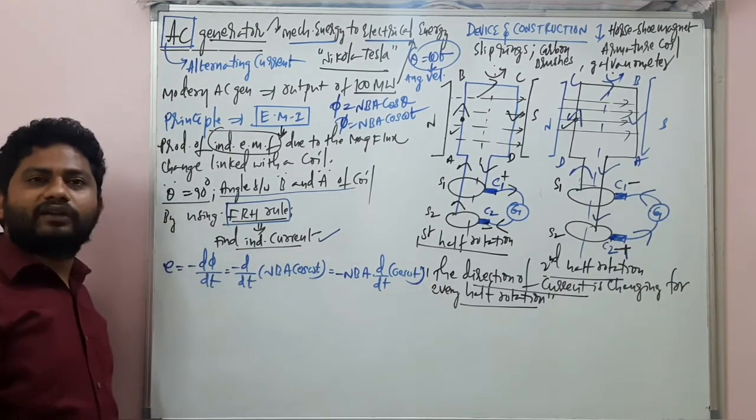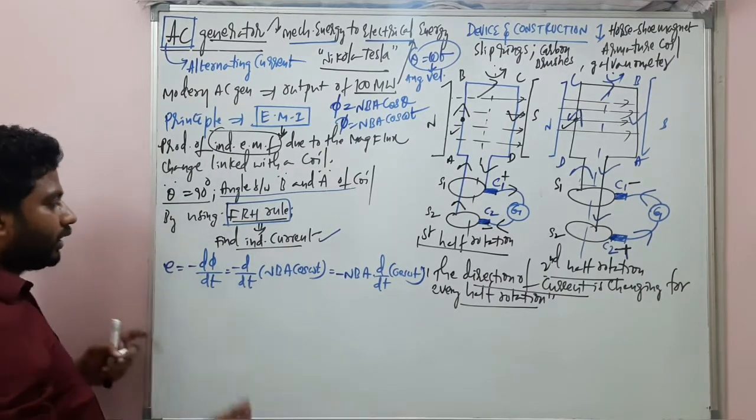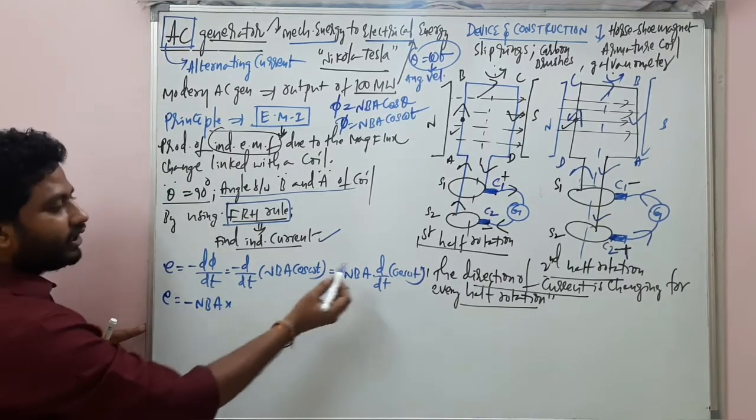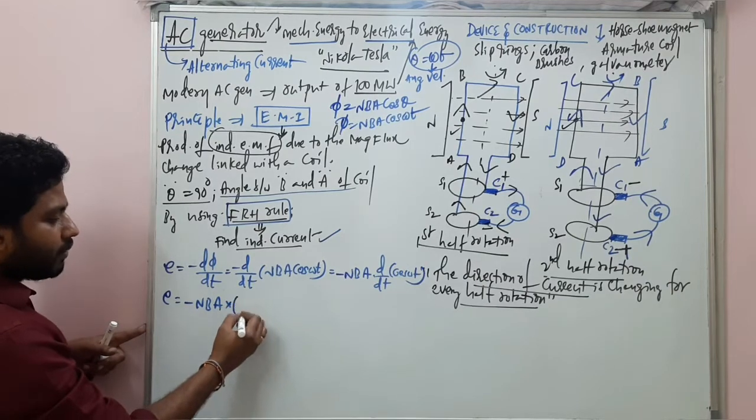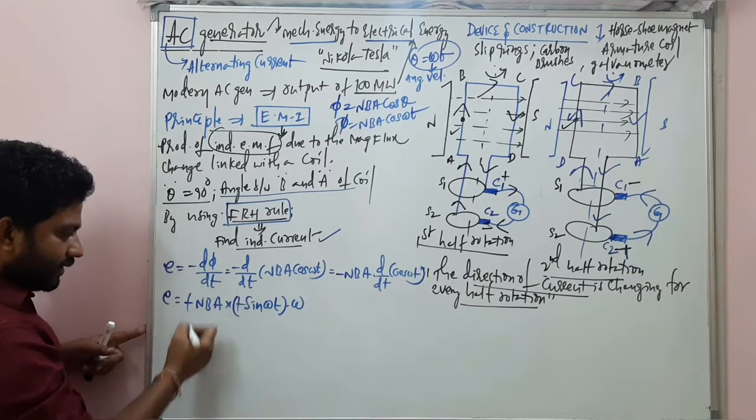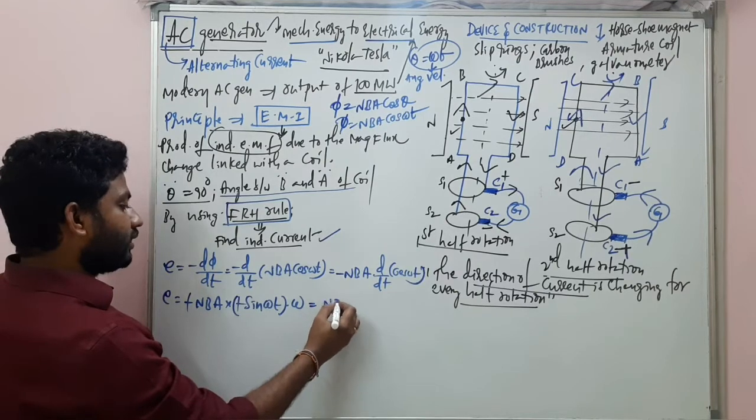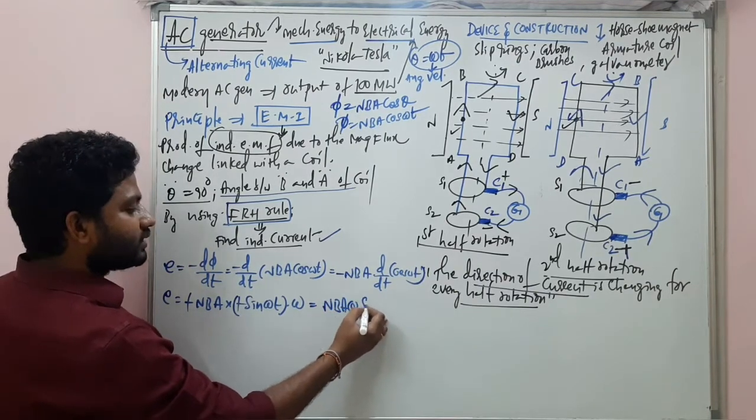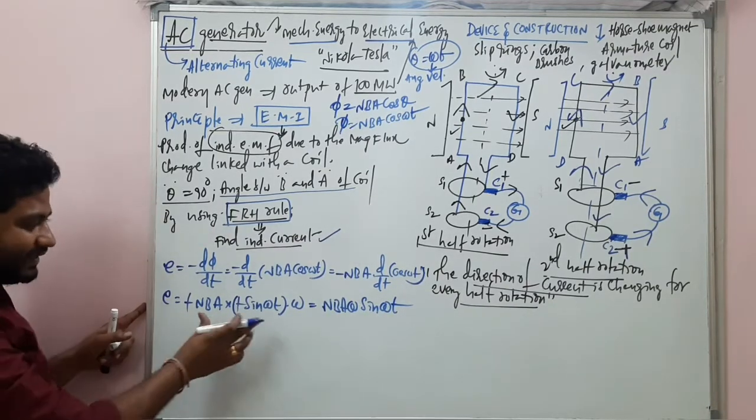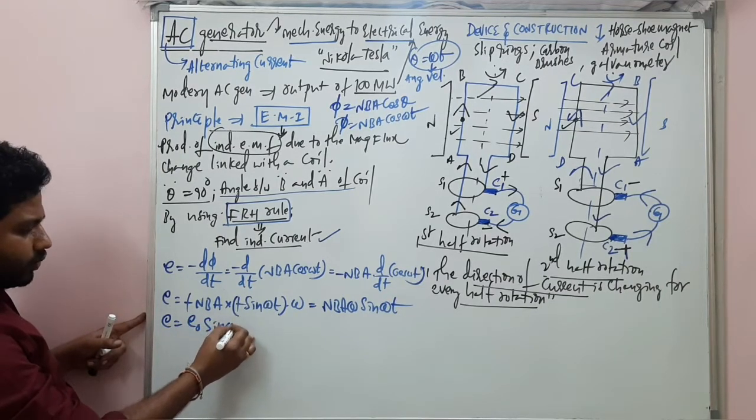It's in the form of d by dt of cos theta, and d by dt of cos theta is minus sine theta. So this is equal to minus NBA into, d by dt of cos omega t will be minus sine omega t into omega. So minus minus cancel here. So the final answer I am writing here, look at it carefully: NBA omega sine omega t. This is in the form of E is equal to E naught sine omega t.